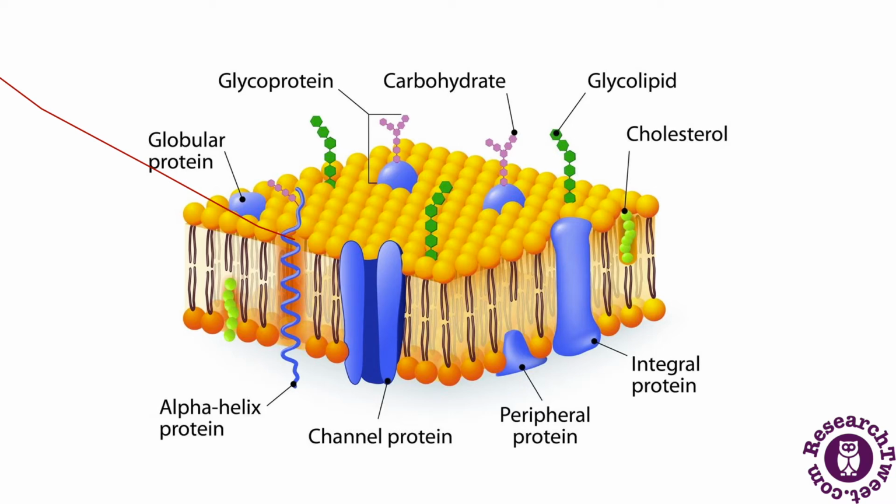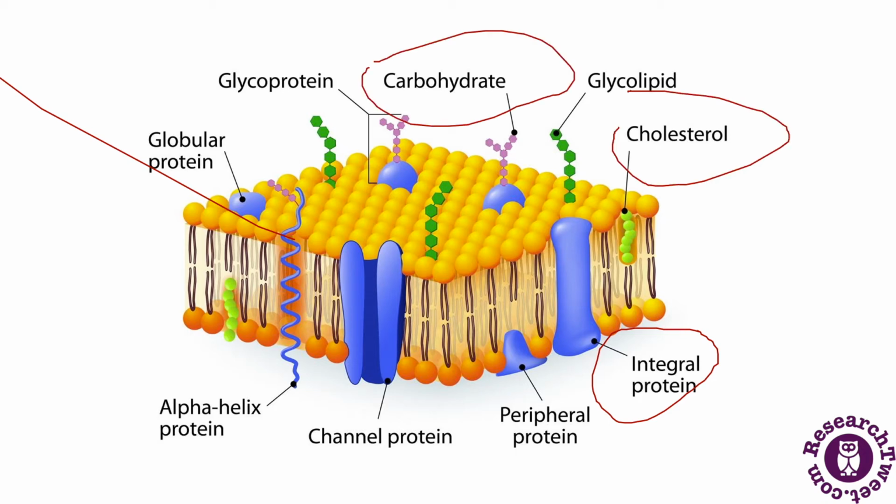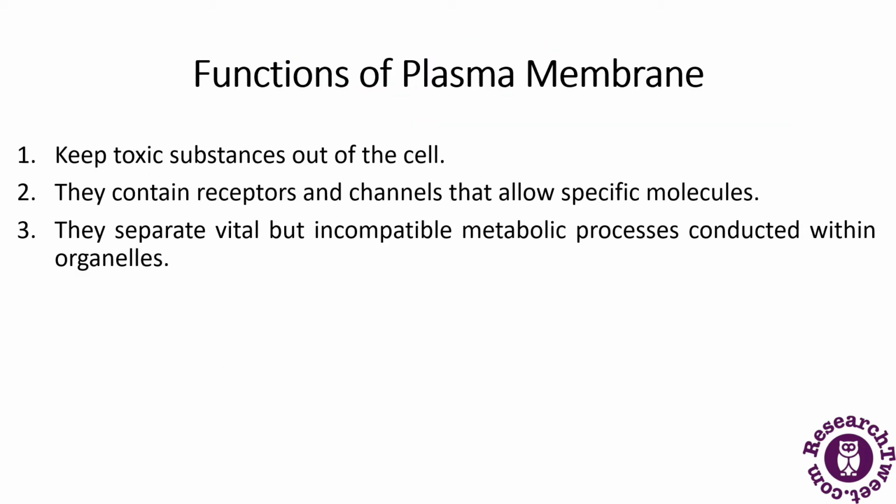So this is the basic structure of the cell membrane, representing all the important things. For example, they are representing integral proteins, then peripheral proteins, cholesterol, glycolipids, carbohydrates, glycoproteins, then globular proteins. These are all the things that I mentioned here.